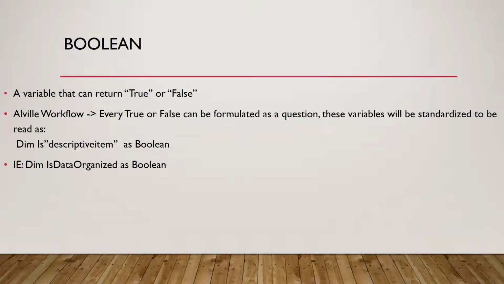We are going to look into the Boolean variables, a variable that can return either true or false. Alville workflow. Every true or false can be formulated as a question. These variables will be standardized to be read as dim is descriptive item as Boolean. For example, dim is data organized as Boolean.